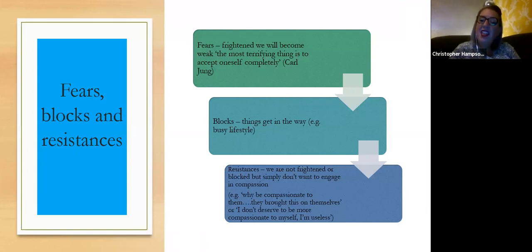So blocks, these are things that get in the way. So busy lifestyles, so I haven't got time to think about myself. Those types of comments we'll hear. And then there's resistances. We're not frightened or blocked, but simply don't want to engage in compassion. So for example, why be compassionate to them? They brought it on themselves. Or, I don't deserve to be more compassionate to myself. I'm useless. So with clients like that, I would integrate looking at their self-esteem, but then going back to this and seeing if we can get a different outcome.